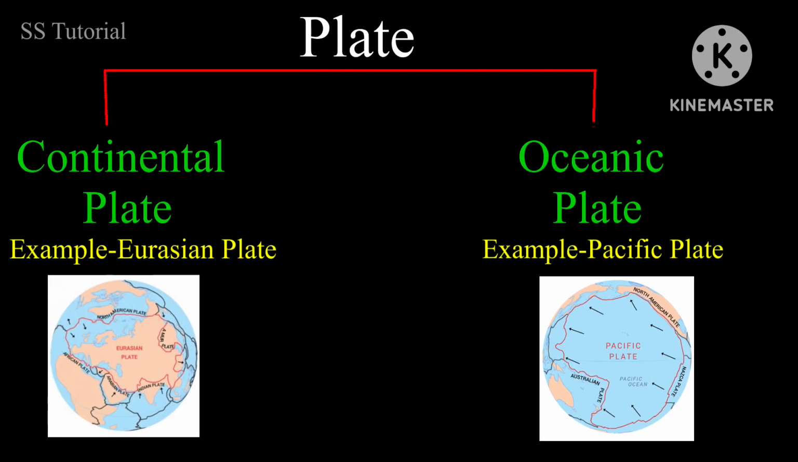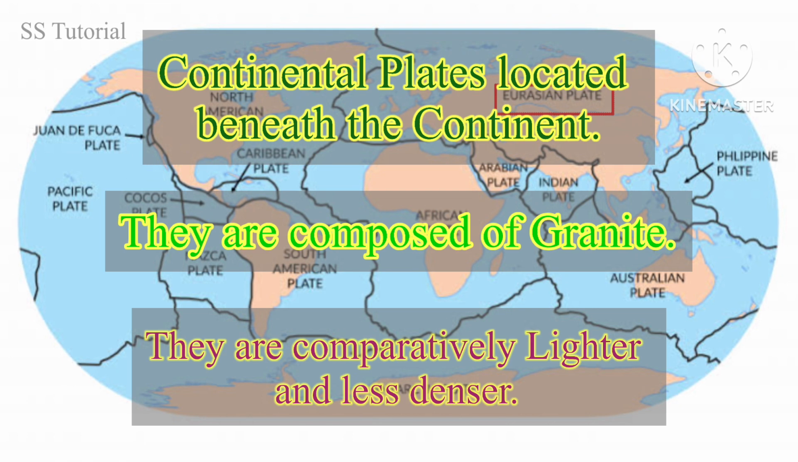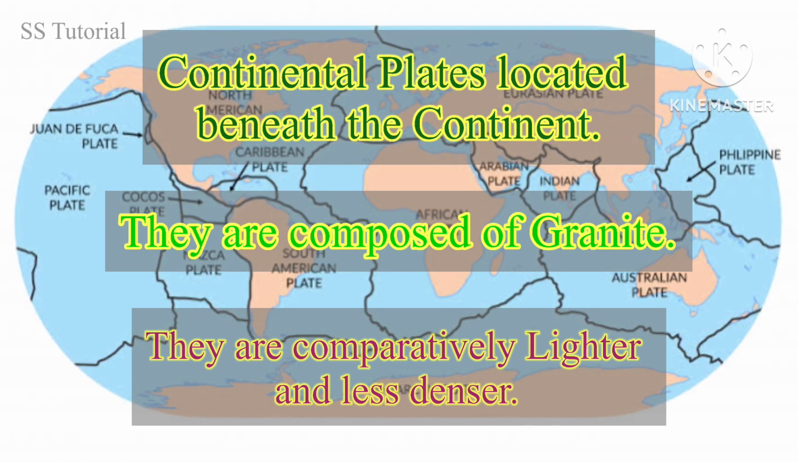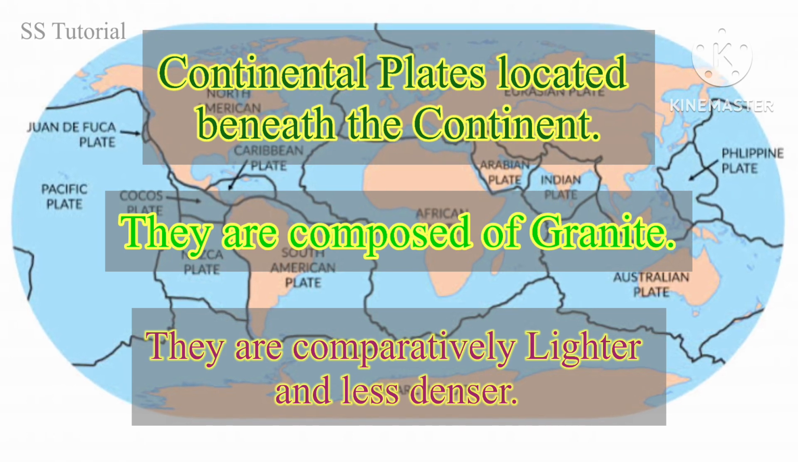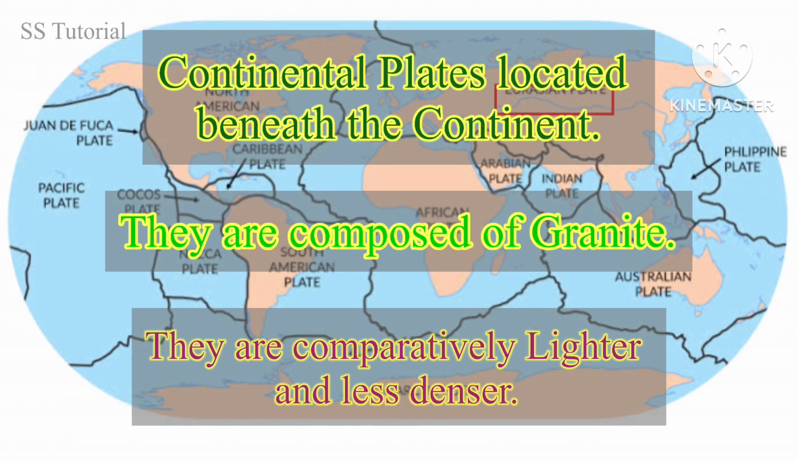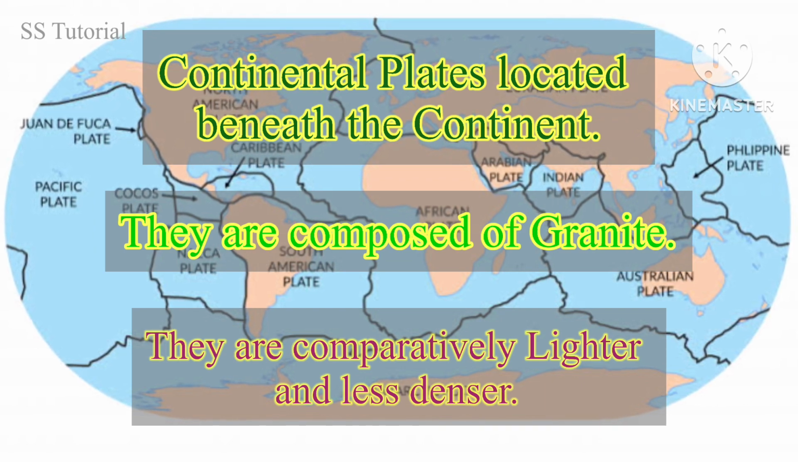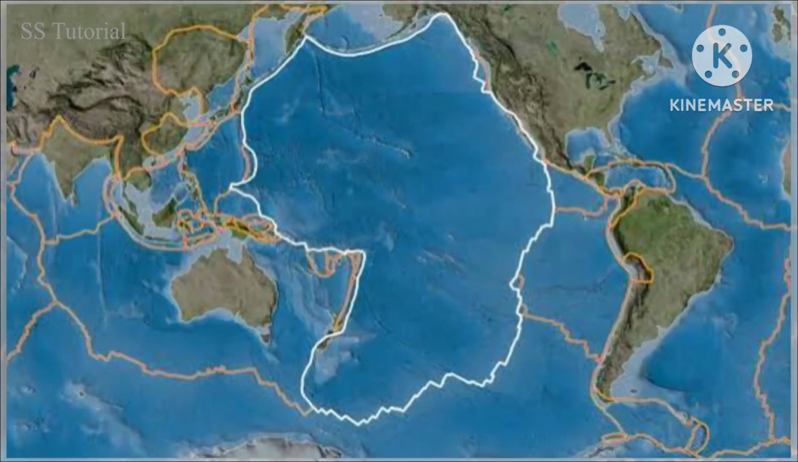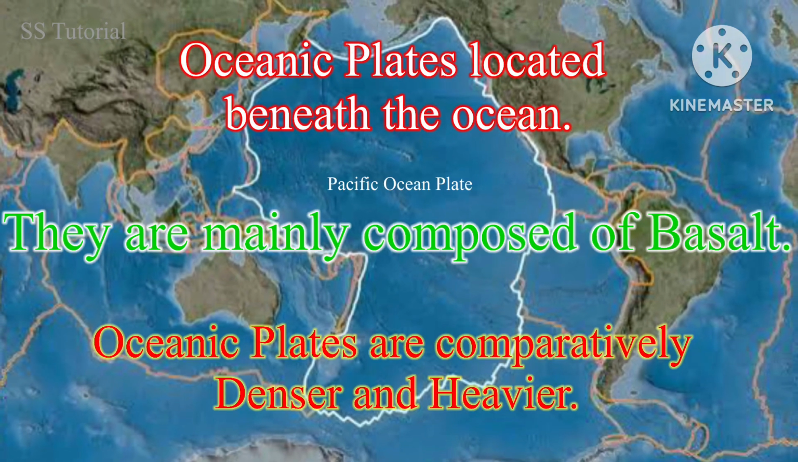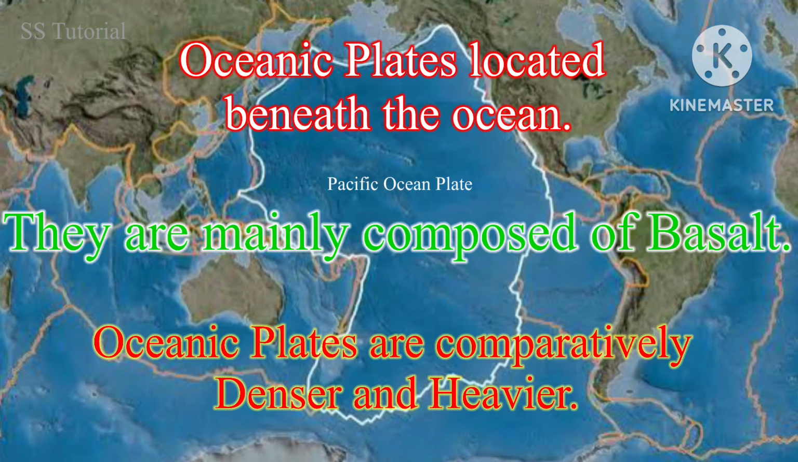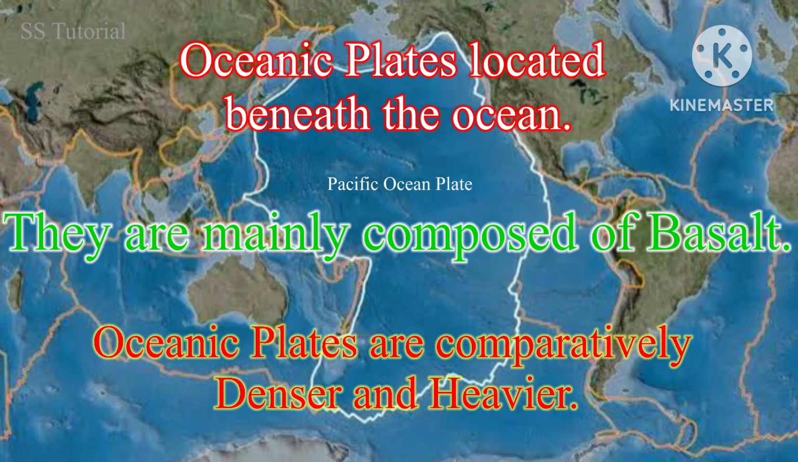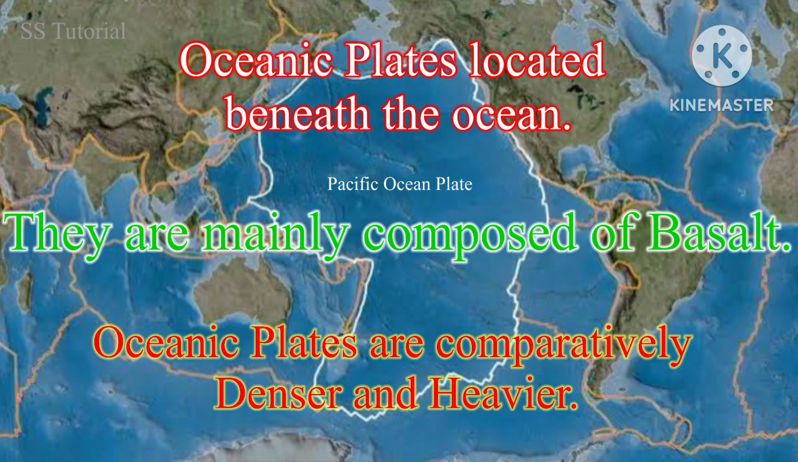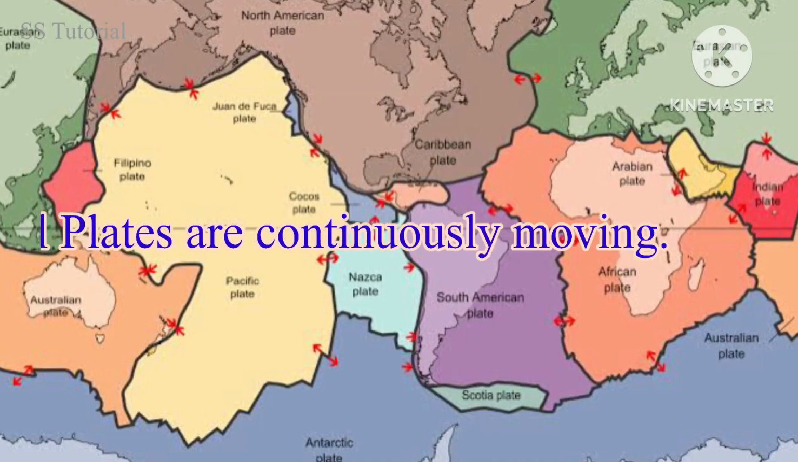These plates are mainly of two types. They are continental plates and oceanic plates. Plates which mainly consist of continental crust and are composed of granite, which is lighter and comparatively less dense, are known as continental plates, like the Eurasian plate. And plates which mainly consist of oceanic crust and are composed of basalt, which is comparatively denser and heavier, are known as oceanic plates, like the Pacific plate. All these plates are continuously moving.